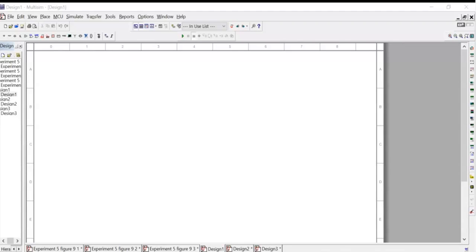Good morning, guys. Today, we will perform experiment number 5. What is experiment number 5? Experiment number 5 is BJT biasing circuits. So, what are the objectives and the intended learning outcomes for this experiment?